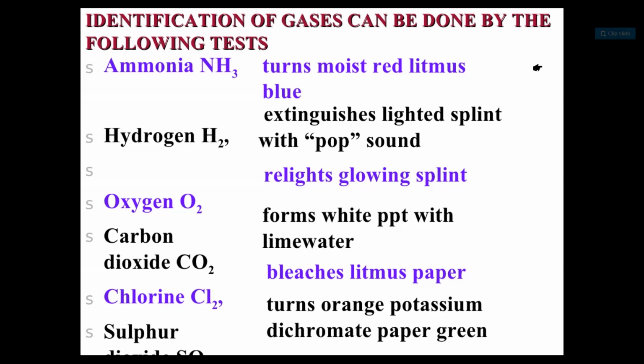So when hydrogen gas is produced in any experiment or in any test, it can be tested by the pop sound, because when a glowing splint is placed in the hydrogen test tube, it will give a pop sound and extinguish the lighted splint with a pop sound.